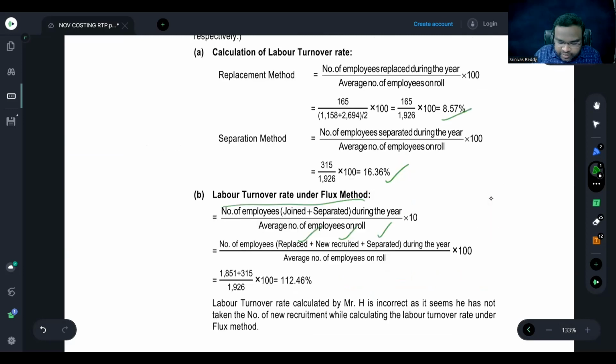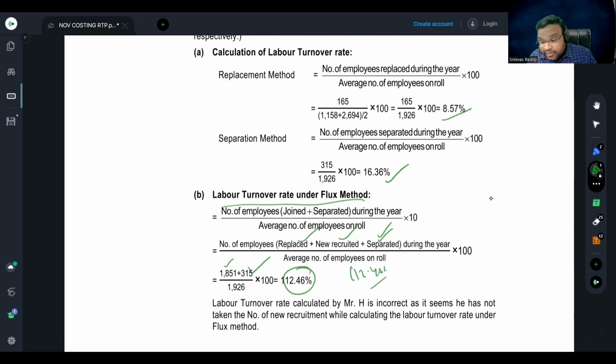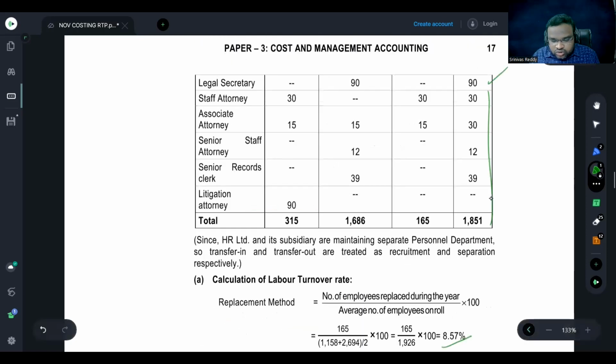Under the flex method, the number of employees separated is 315, plus replaced plus newly recruited. So total joining is 1851. 1851 plus 315 divided by 1926 into 100 is 112.46 percent. What is your labor turnover? 112.46 percent. That means maximum employees are leaving and maximum employees are getting recruited. So this is a simple table. Please understand that if you add these two, you should get total joining.